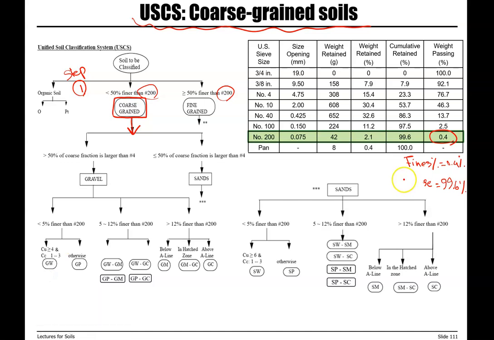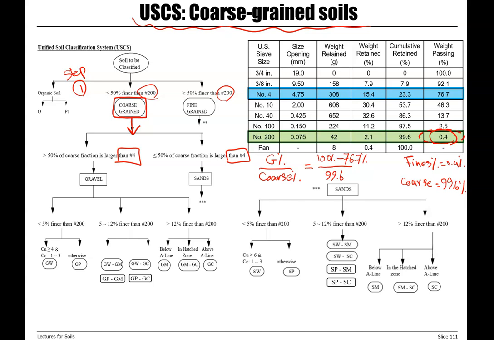Coarse fraction larger than number 4 is how much gravel we have in our coarse section of our soil. Now you need to look at percent passing from number 4. We just calculated the percentage of coarse material is 99.6. For gravel, we need to look at sieve number 4. Percent passing from sieve number 4 is 76.7. So 100 minus 76.7 gives us how much gravel we have.